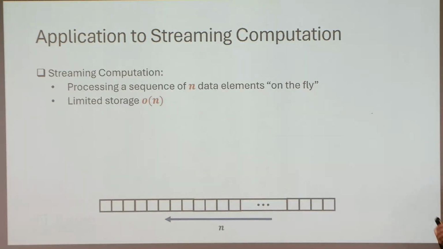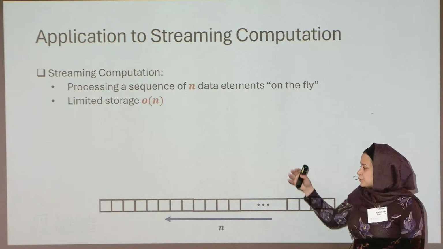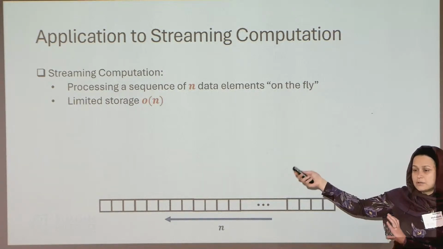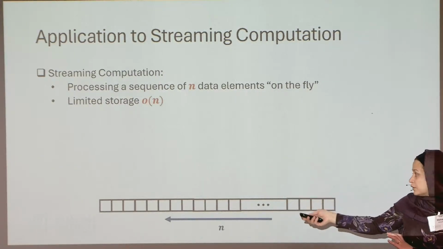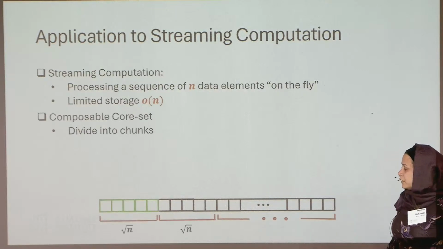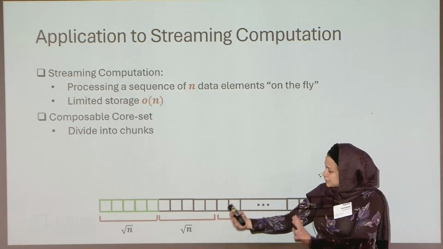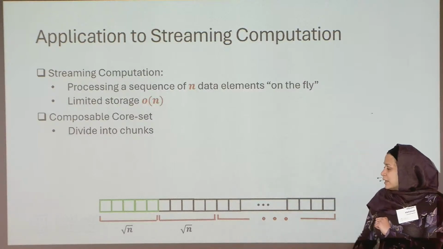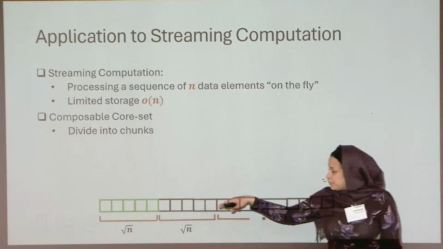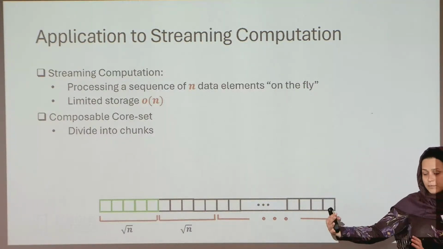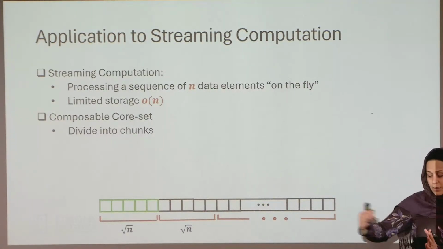And why does it have application to the streaming setting? In the streaming setting, you can proceed as follows. If you know that the problem you would like to solve in the streaming setting admits a composable coreset, then you get a sublinear algorithm for free here. What you can do is partition the stream of input into chunks of size square root n. And now once you see the points or the data in the first chunk, you start keeping all of them in memory completely until the whole chunk arrives.